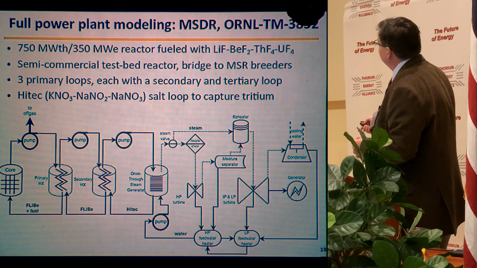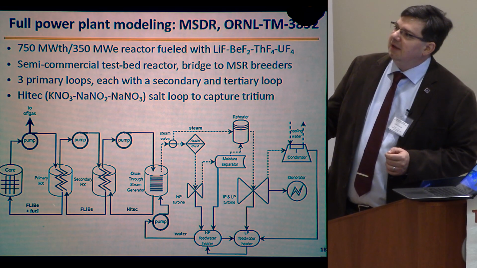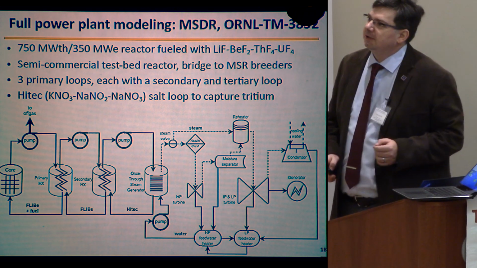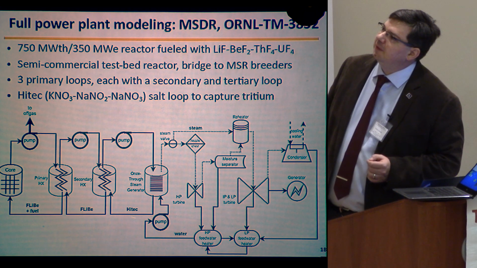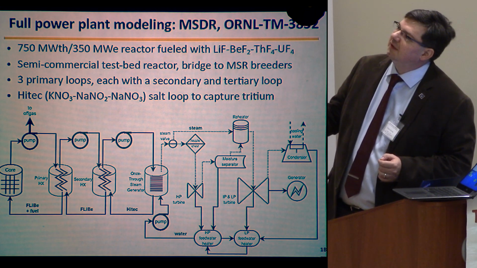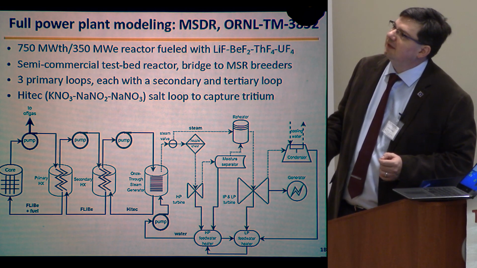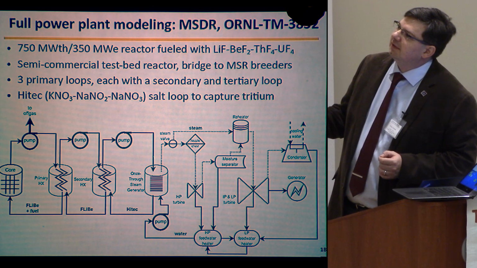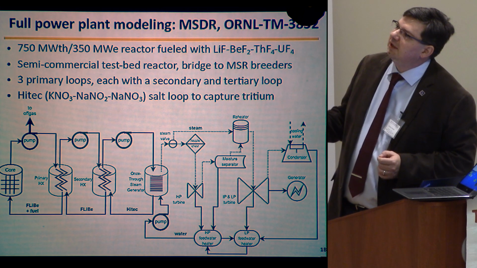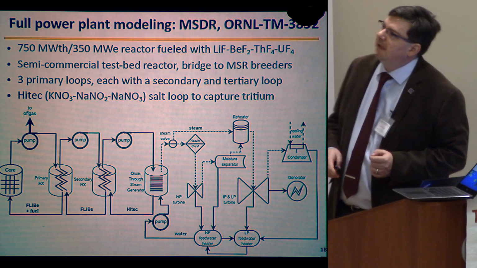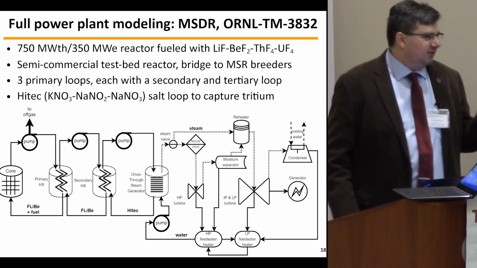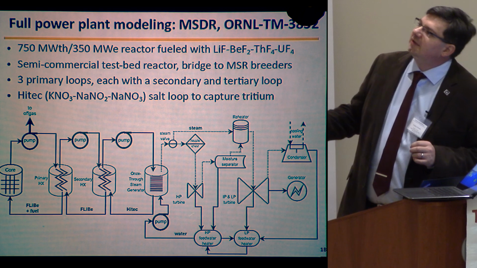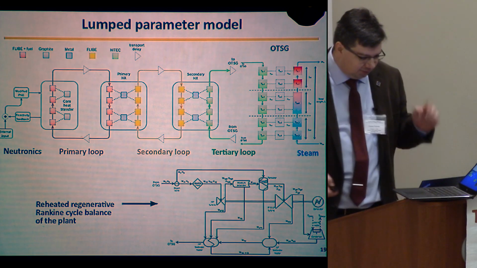So you see the core here with its primary loop, secondary loop using a similar salt as in the primary loop, just without the fuel. Then we have a third loop, which is using solar salt, this high-tech salt, sodium potassium nitrate, and that transfers heat into the steam generator. We made sure that our salt actually doesn't freeze in the steam generator, and that creates steam and runs your plant. I have to go quickly.